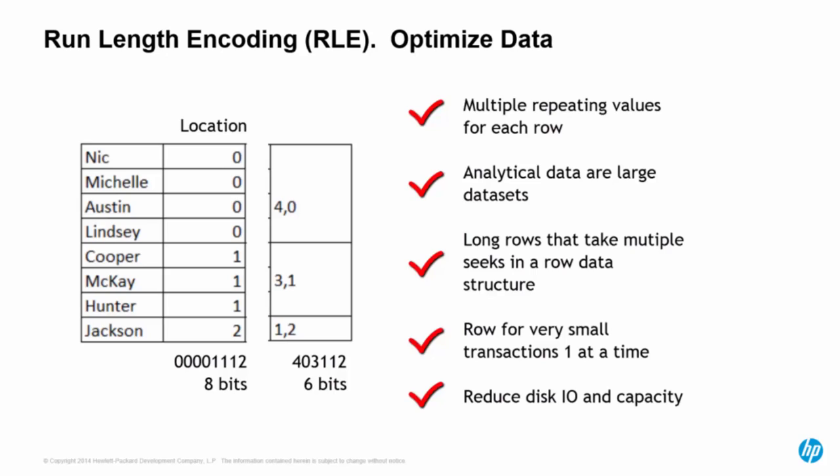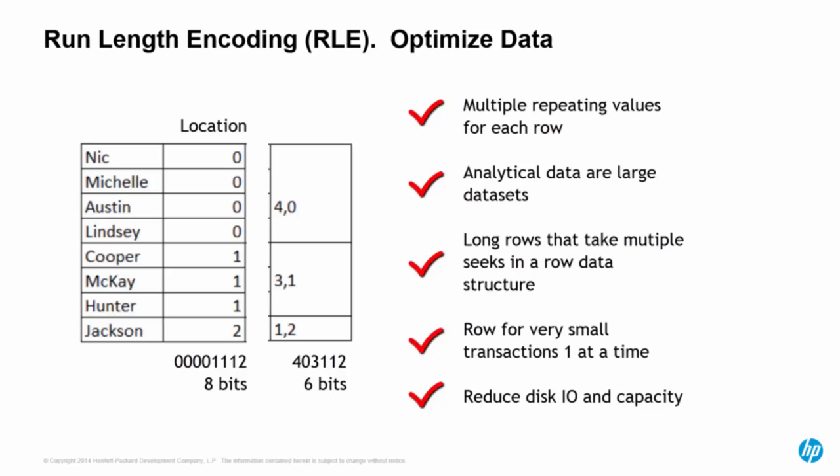Rows that are very small, that are transactional based, these are not good candidates for RLE. These transactional databases, they don't work with run length encoding. It's not the right thing, right? If you need fast burst, we use a different type of column and row data structure, optimized to handle those types of things.